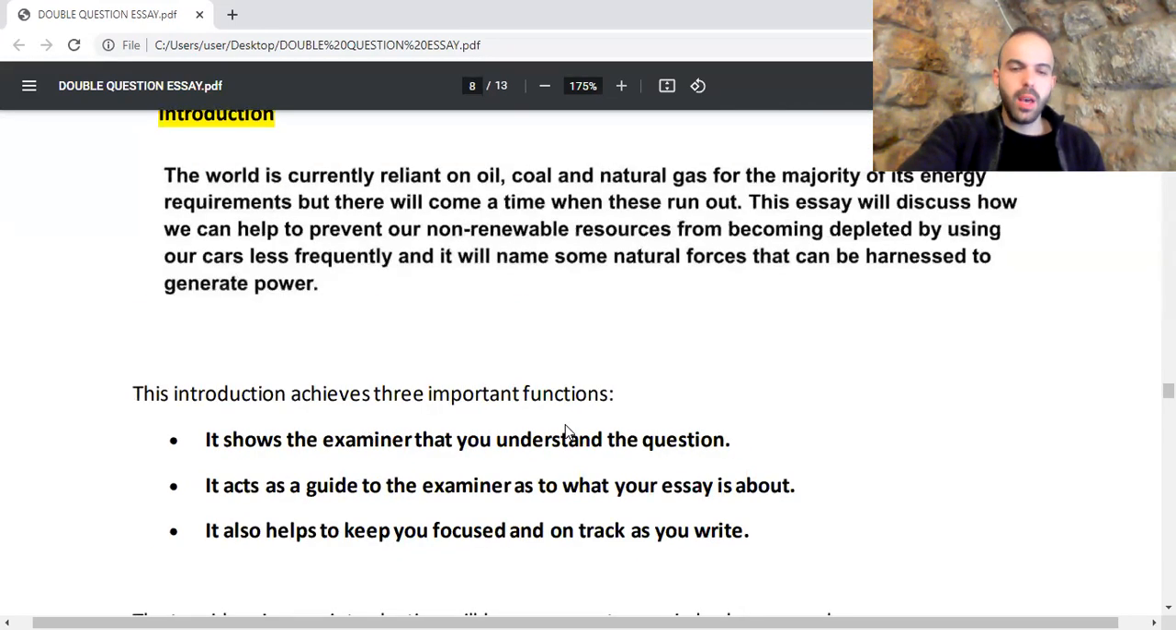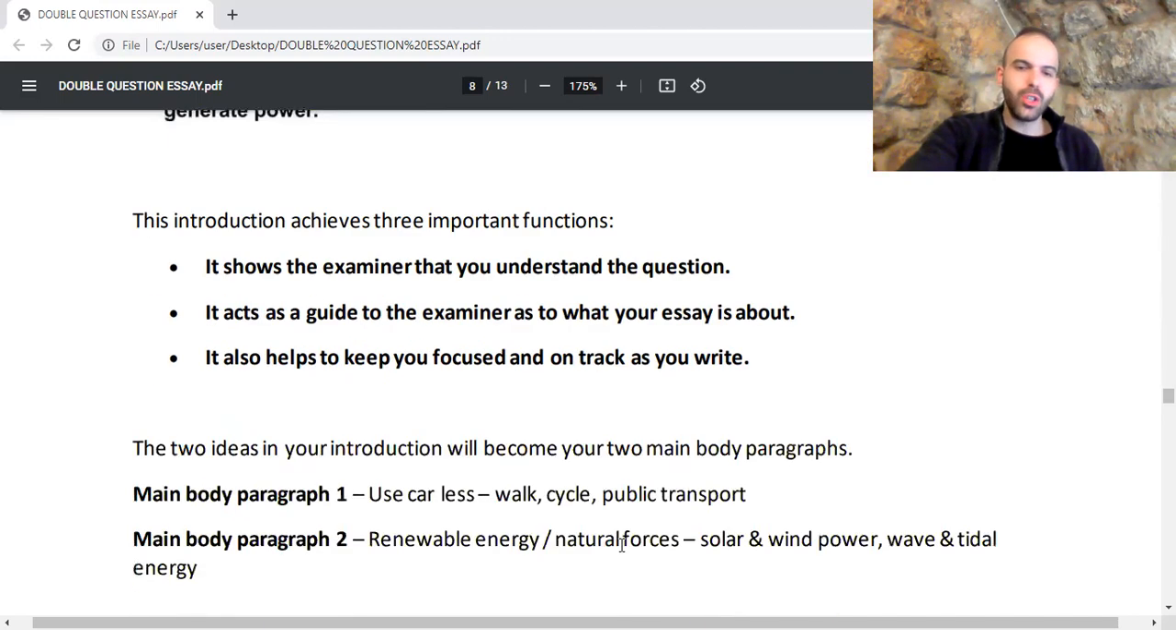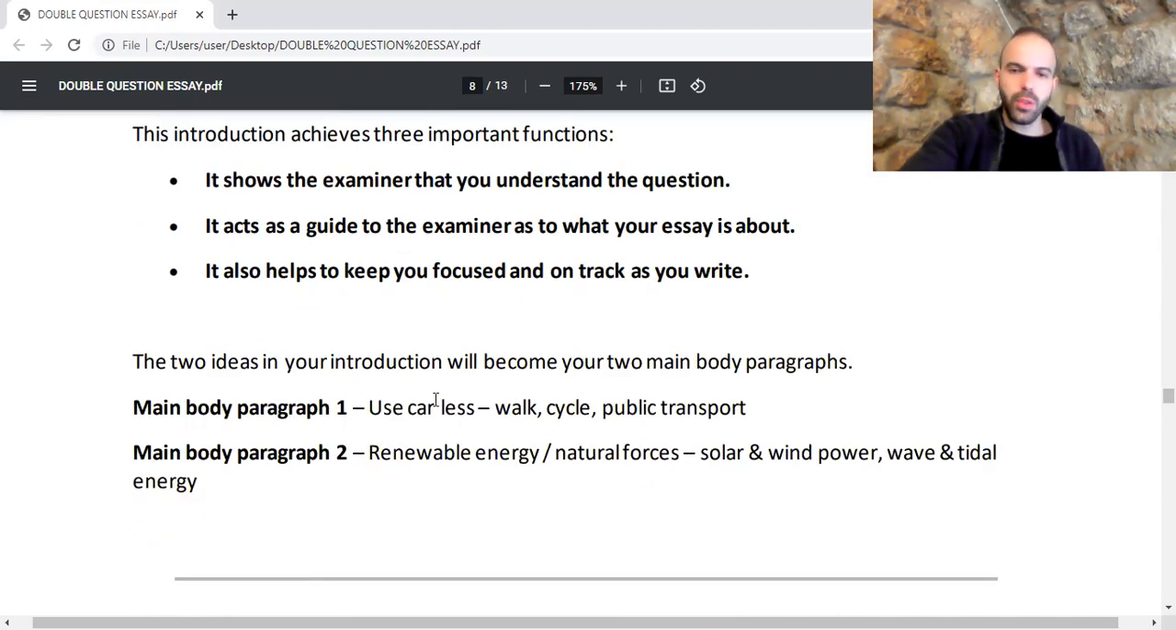So as you can see, this introduction achieves three important functions. It shows the examiner that you understand the question. It acts as a guide to the examiner as to what your essay is about. And it also helps to keep you focused and on track as you write. So now the two ideas in your introduction will become your two main body paragraphs.